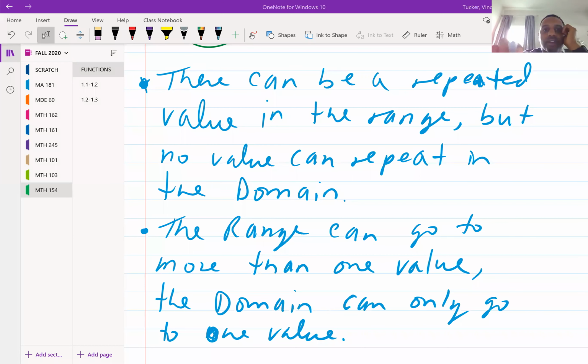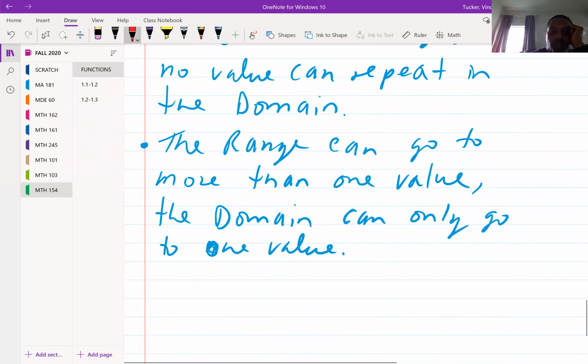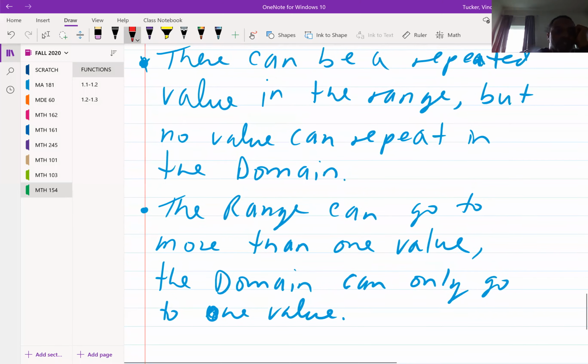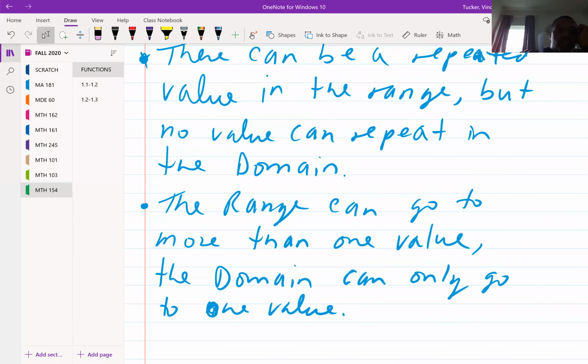Okay, one more thing out of this section, then we'll be done with it. Because I don't think it went into function notation. All right, any questions before we do this last thing? Anybody still copying? All right.